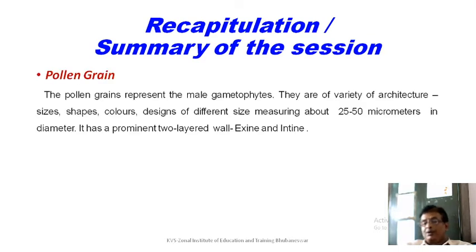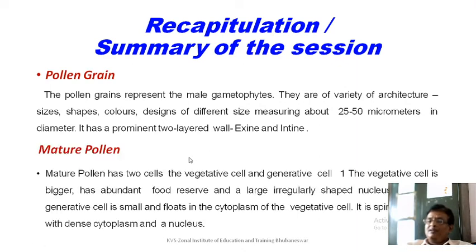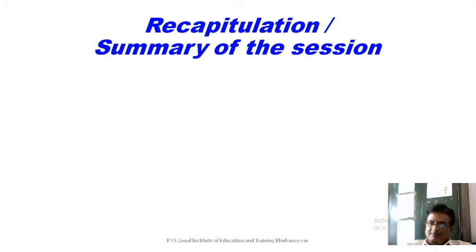When you talk about the pollen grain, they represent the male gametophyte. There are a variety of architectural shapes, sizes, colors, designs, and the size also varies from plant to plant, from 25 to 50 micrometers in diameter. They have two prominent layers, the exine and the intine. What about a mature pollen? When in the two cell condition, they have a vegetative cell and a generative cell. The vegetative cell is large, having a globular nucleus. The generative cell has a spindle-shaped nucleus and dense cytoplasm.